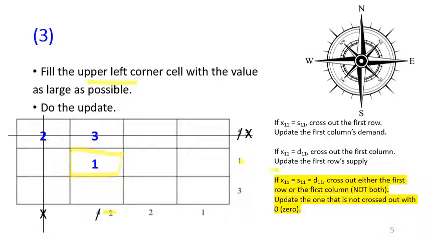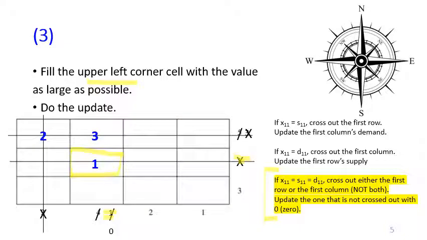Now here comes the third update rule. If what you fill in the cell is exactly the same as both the supply and the demand, then you need to cross out either the column or the row. So do not cross out both columns and rows. You only need to cross one of them. So let's say here you decide that you are going to cross the row. That's okay. Now update the column to become 0.